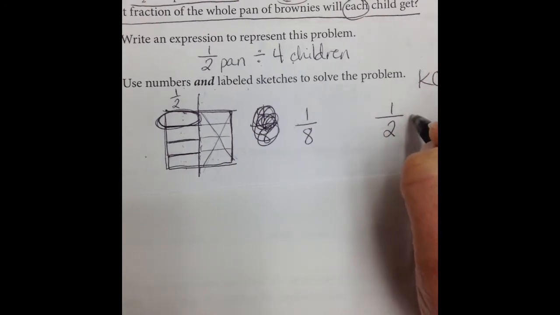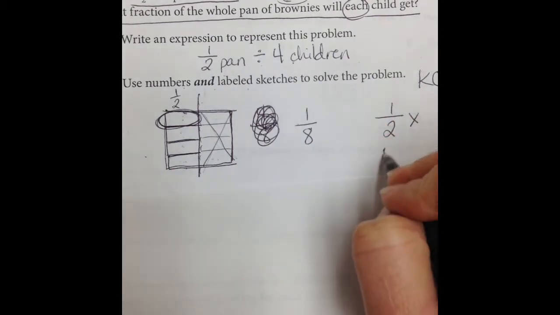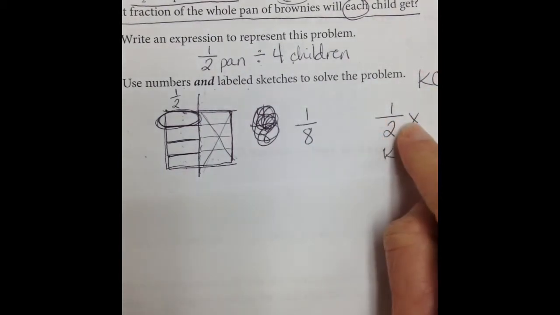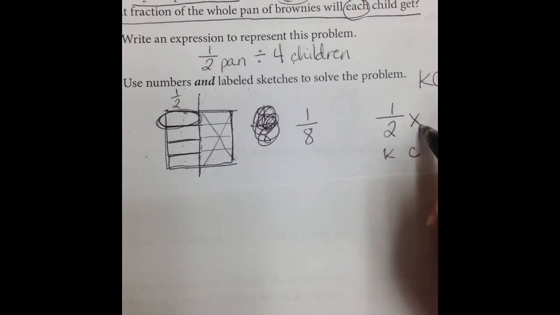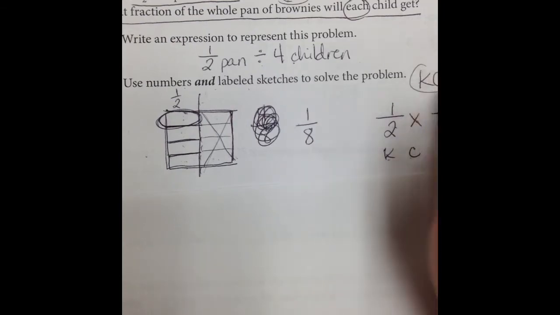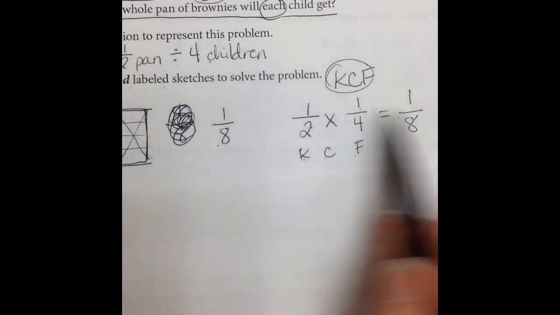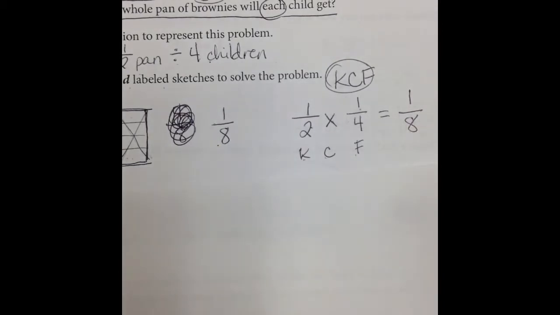So 1/2 times, because I have divide, so this is my keep, right? Then I have to change using my change of my sign, and then I'm going to flip. Instead of 4, I now have 1/4. So 1 times 1 is 1, and 2 times 4 is 8. So that was my keep, change, flip. Okay? So both answers, I got 1/8 with my drawing and 1/8 with my numbers.